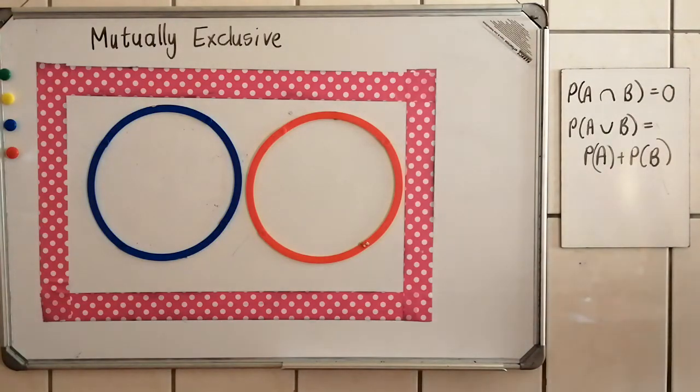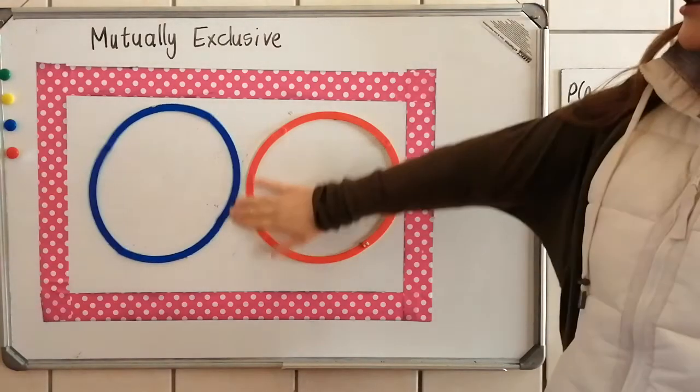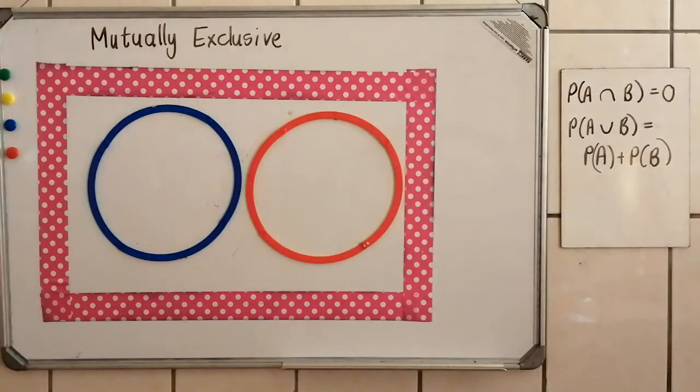So when I have mutually exclusive, the probability of an intersection, remember this being "and", A and B, is 0. Can you see there's no outcome where they would both have the same results? So the probability is impossible. It's impossible for them because they don't overlap.